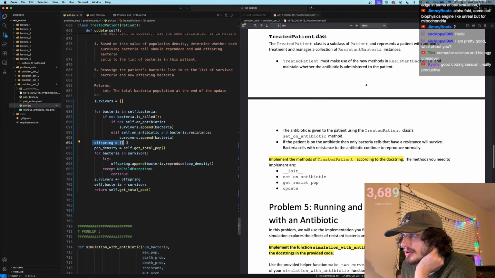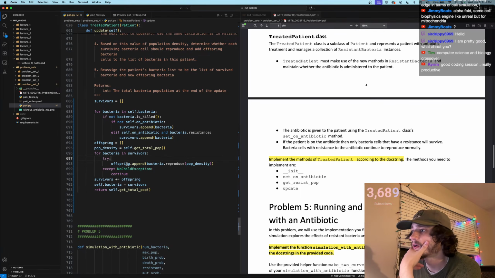Now we have offspring, so we get the population density, and then for every bacteria we determine whether that bacteria reproduces or not, and it returns us back an offspring, and we append that value to the offspring list, except if there's no child, because of this reproduce, then we continue over this bacteria. And then we add the offspring to the survivors, and then set, and then return this thing. Okay.